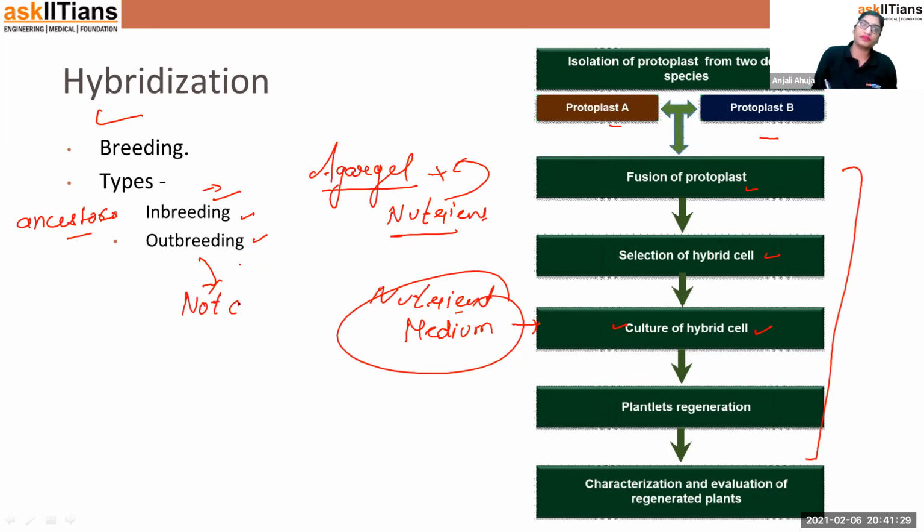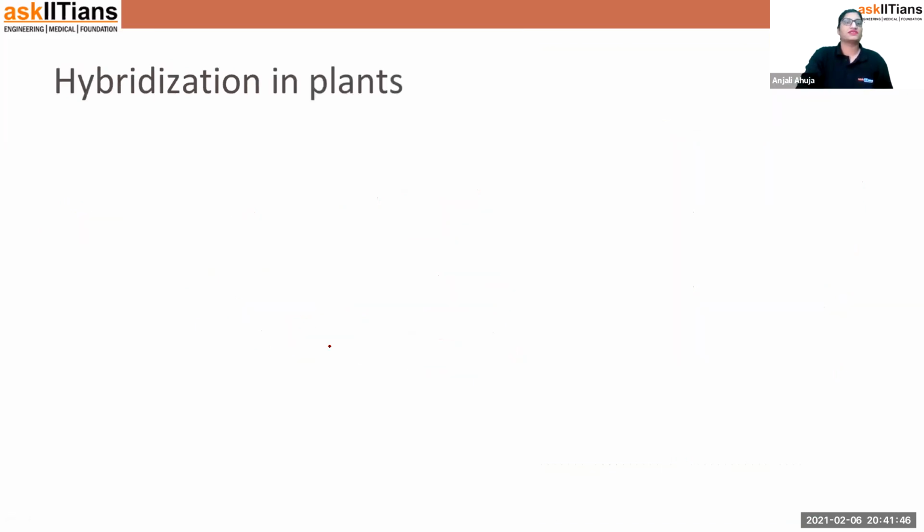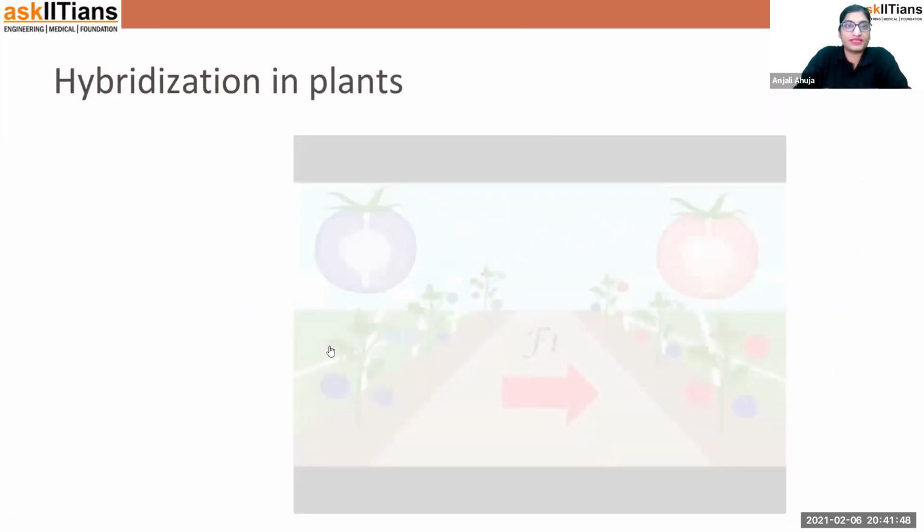Are you getting my point? From another ancestor, not common. So from another ancestor, one more cell line is there. We are selecting one plant from there, one from this parent line. We just cross it. This is hybridization. Again, really very important. Now, guys, if you have heard of hybridization in plants.